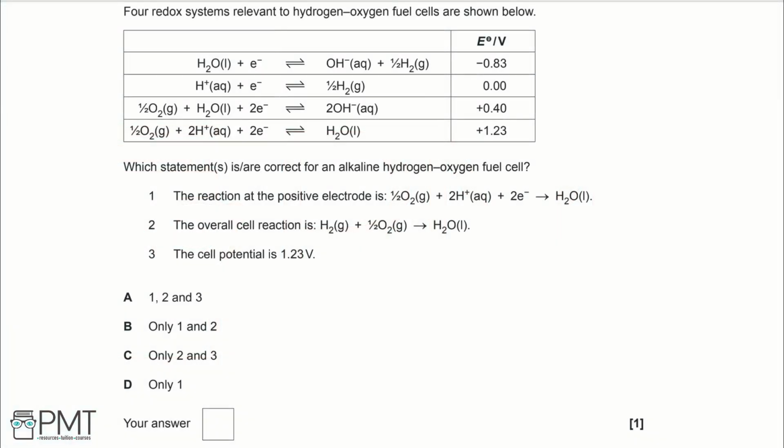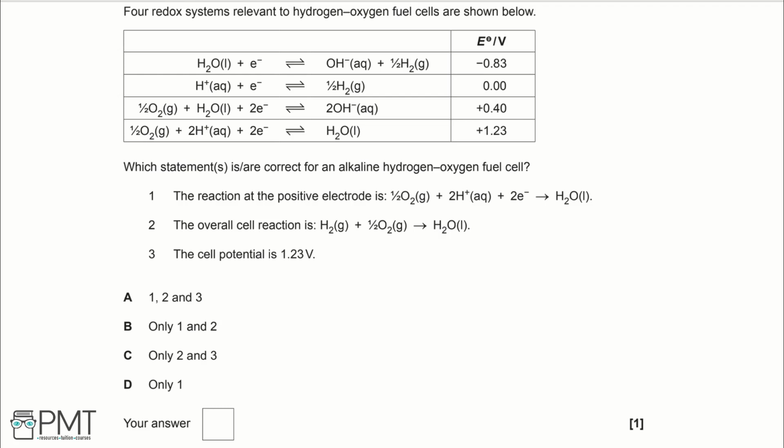4 redox systems relevant to hydrogen-oxygen fuel cells are shown below. Which statement or statements is or are correct for an alkaline hydrogen-oxygen fuel cell? 1. The reaction at the positive electrode is half O2 gas plus 2 H+ aqueous plus 2 electrons goes to H2O liquid. 2. The overall cell reaction is H2 gas plus half O2 gas goes to H2O liquid. 3. The cell potential is 1.23 volts.